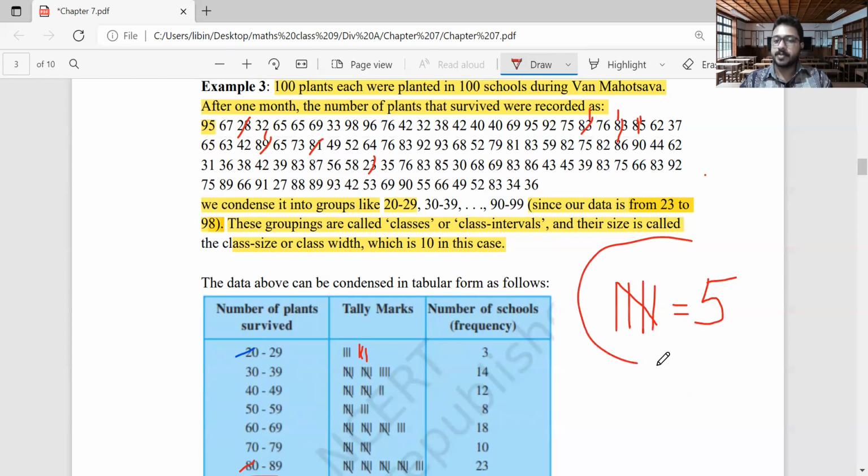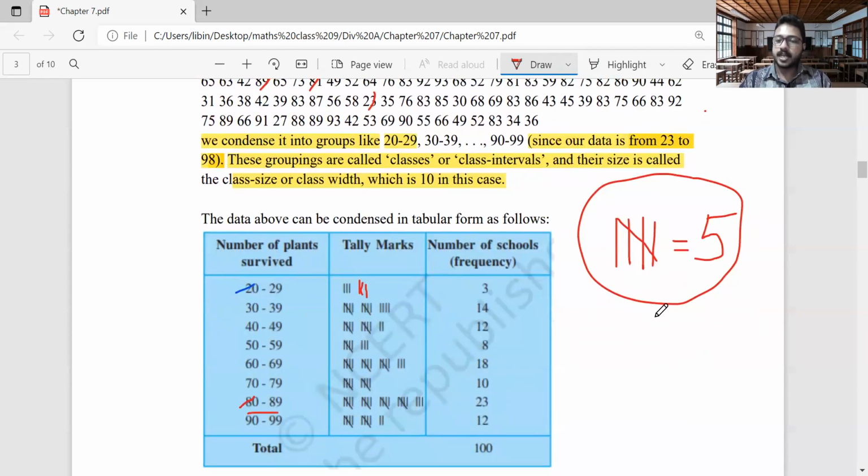Okay, this box means 5. Then again, if it is coming, mark next to this one more. Okay, it means a total of 6. So just by looking at it, you can say how much: 5, 10, 15, 20, and look, 21, 22, 23. Okay, so you can mark it. So from this we can see that between 80 and 89 the number of schools, or the frequency, is 23.